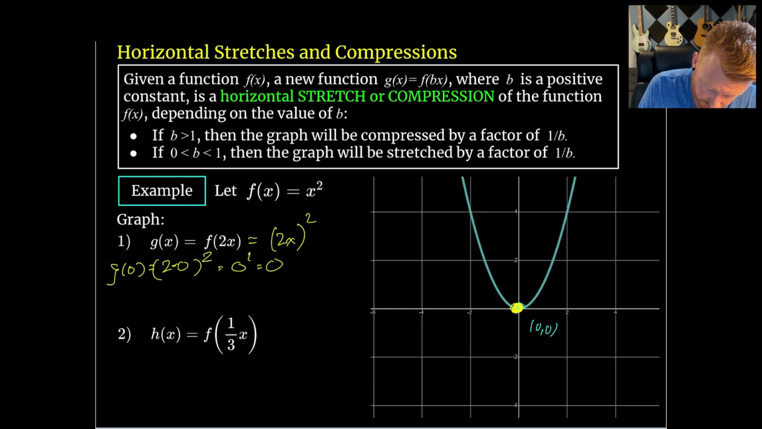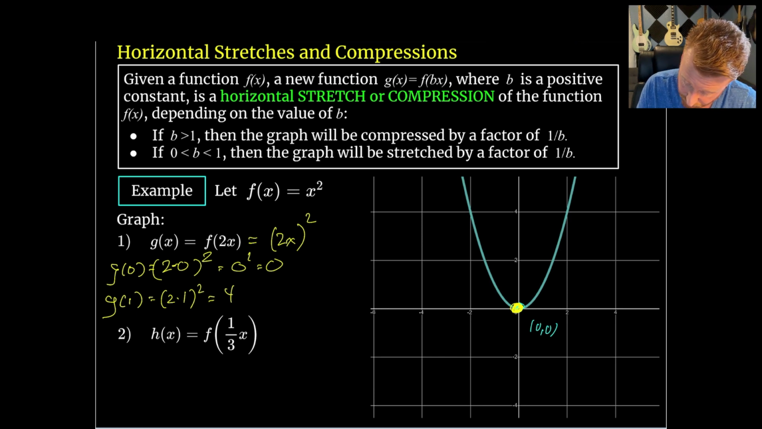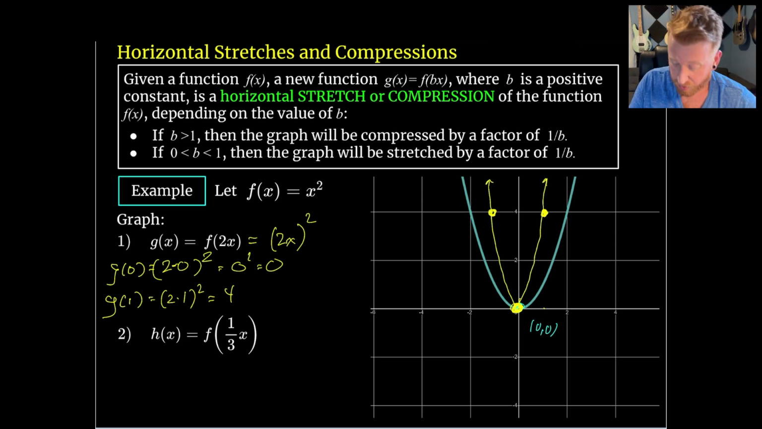Well, let's see what happens to 1. If I do g of 1, this is going to give me 2 times 1 squared, which is 4. So I have an input of 1, I have an output of 4. So that's going to be there. We can use symmetry and we'll get a point here on the other side. So it almost looks the same as a vertical stretch, but here what we have is a horizontal compression. And you'll notice that as these things move around, they won't look so similar. There is some more to see than maybe what is showing up in these simple graphs.